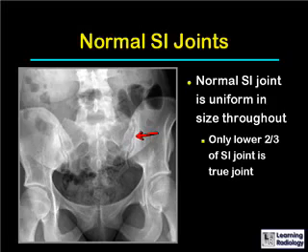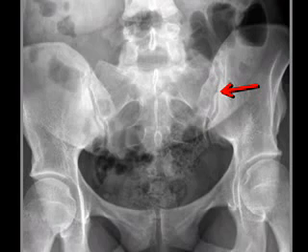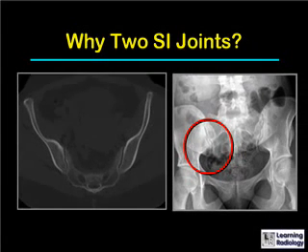Normally, the SI joints are uniform in size throughout. Actually, only the lower two-thirds of the sacroiliac joint is the true joint. Why do we see two sacroiliac joints on each side frequently? The reason is that the sacroiliac joint runs diagonally.